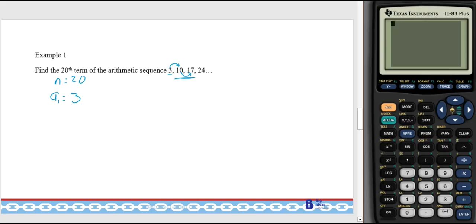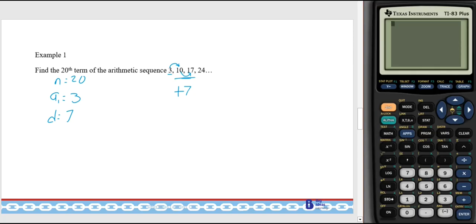How do I get from 10 to 17? Well, it's plus 7, right? And I would want to double check that that works for 3 to 10. 3 plus 7 is 10. 10 plus 7 is 17. 17 plus 7 is 24. So here I have a common difference of 7. At that point, then I can use the formulas on the formula sheet that you will have access to on test day.